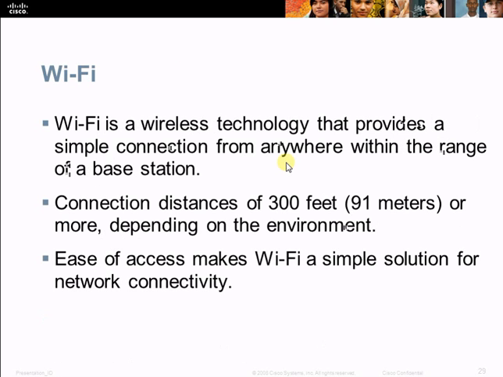Now Wi-Fi. Wi-Fi is a wireless technology that provides a simple connection from anywhere within range of a base station. Usually it connects at distances of up to 300 feet or 91 meters, but it really depends on the environment. If you have certain types of walls, the signal doesn't always pass through correctly, and the weather can affect how the signal is sent and received. Usually Wi-Fi is easy to connect once you know the name of the network and any key that you might need.